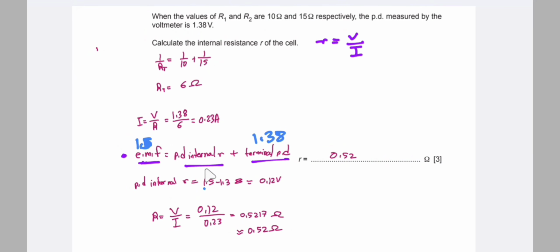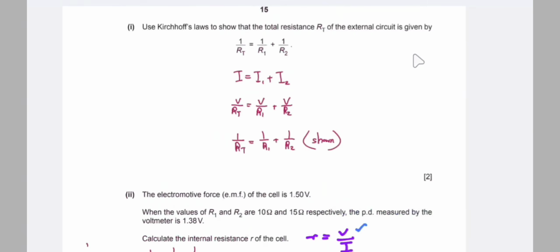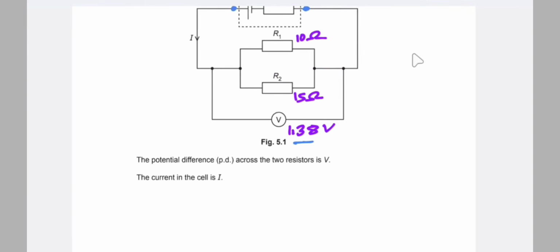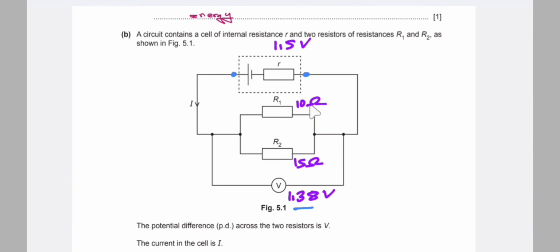So the potential difference across the internal resistance is equal to EMF minus terminal potential difference. So we get the potential difference across the internal resistance. Now we need to find the current through the internal resistance. So what is the value of current across this internal resistance?